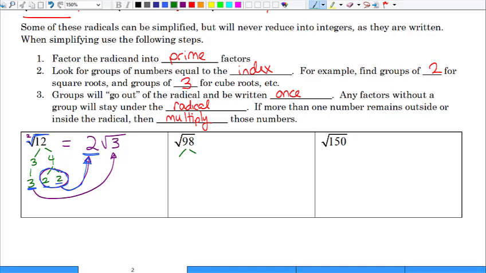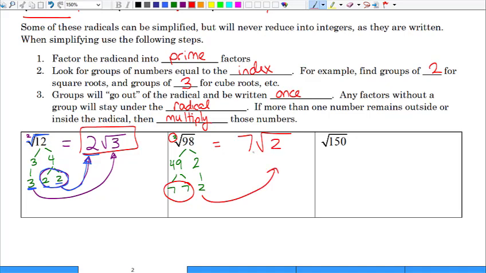So let's try this again. We have a square root again, so we're looking for groups of 2. 49 times 2 is equal to 98. And 49 is 7 times 7. 7, 7, and 2 are now prime, so they can't go any further. So I'm looking for groups of 2 because that's what the index is. So I see a group of 2, that's 7. So the 7 goes out of the house, and the lonely 2 has to stay home. And that's it. So this is considered to be more simple. 7 root 2 is more simple than the square root of 98.